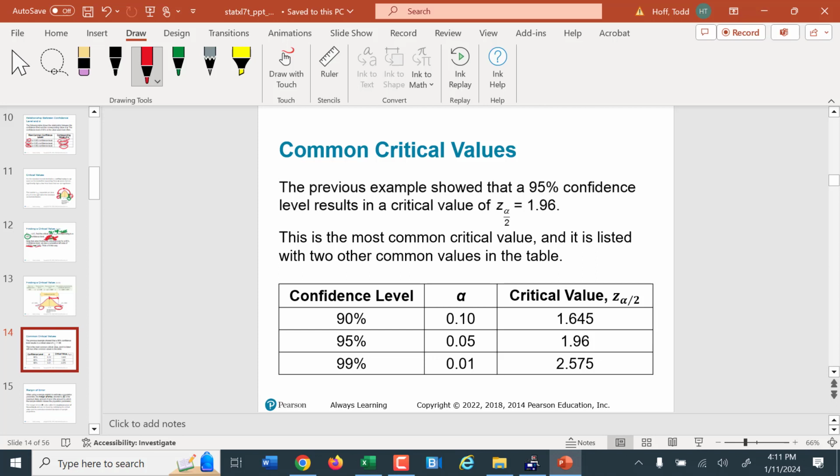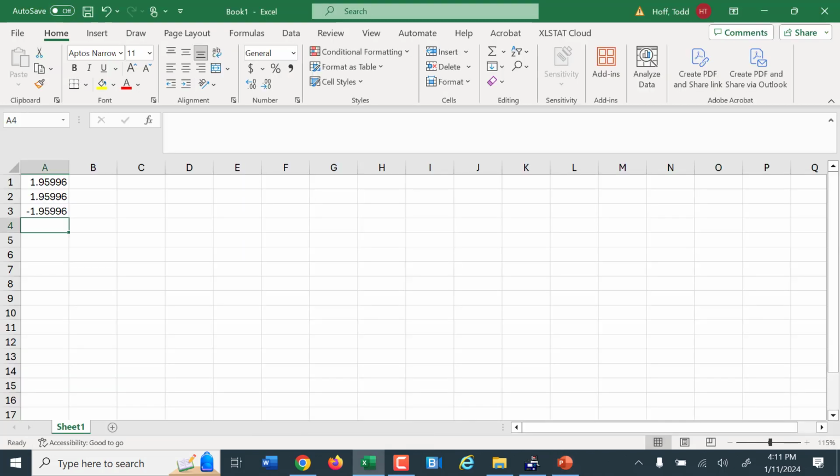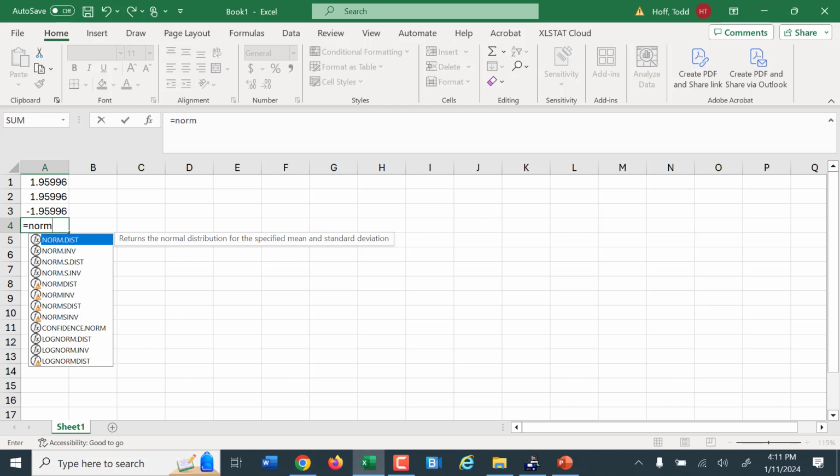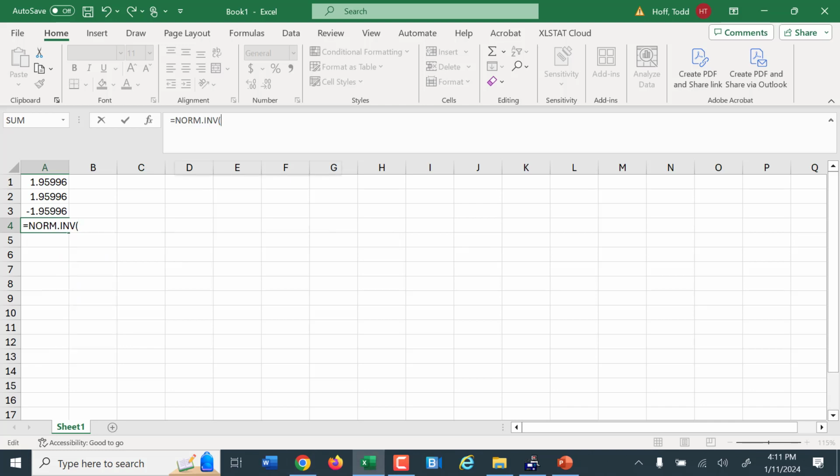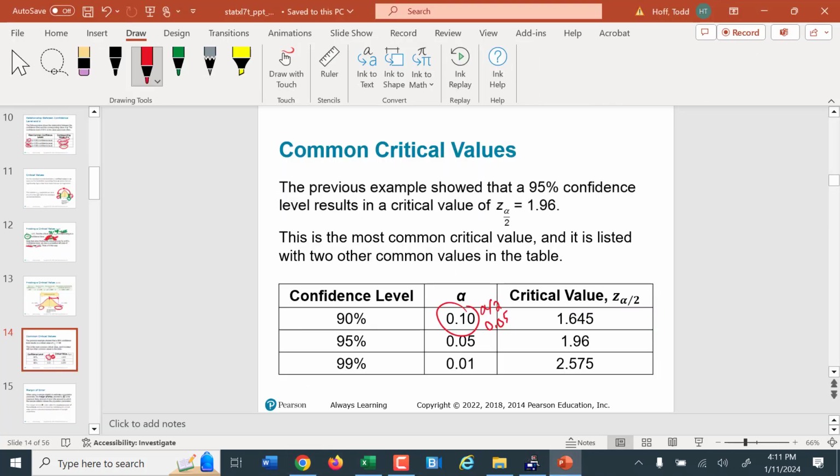We could find each of those, like 90%. So at 90%, alpha is 0.10. So alpha over 2 would be 0.05. So if I wanted to look that up in Excel, now again, I'm just going to use the 0.05. It's going to give me the negative value, but I know that that's the same as the positive value. You get a negative 1.645 if I wanted to round that to 3 digits. Exactly what they're stating here, 1.645.